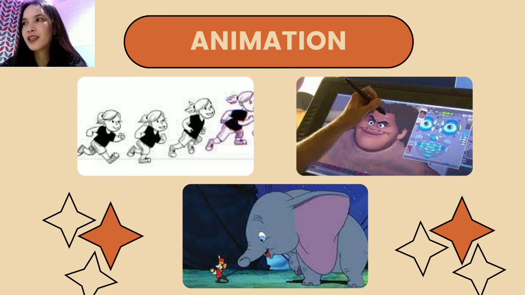The next one is, if you know him from Moana, Maui from Moana. You see the artist here is just drawing Maui, and what you see in the movie is the animation of Maui. The other one, the elephant, is also an animation. You can see that it is a drawing.